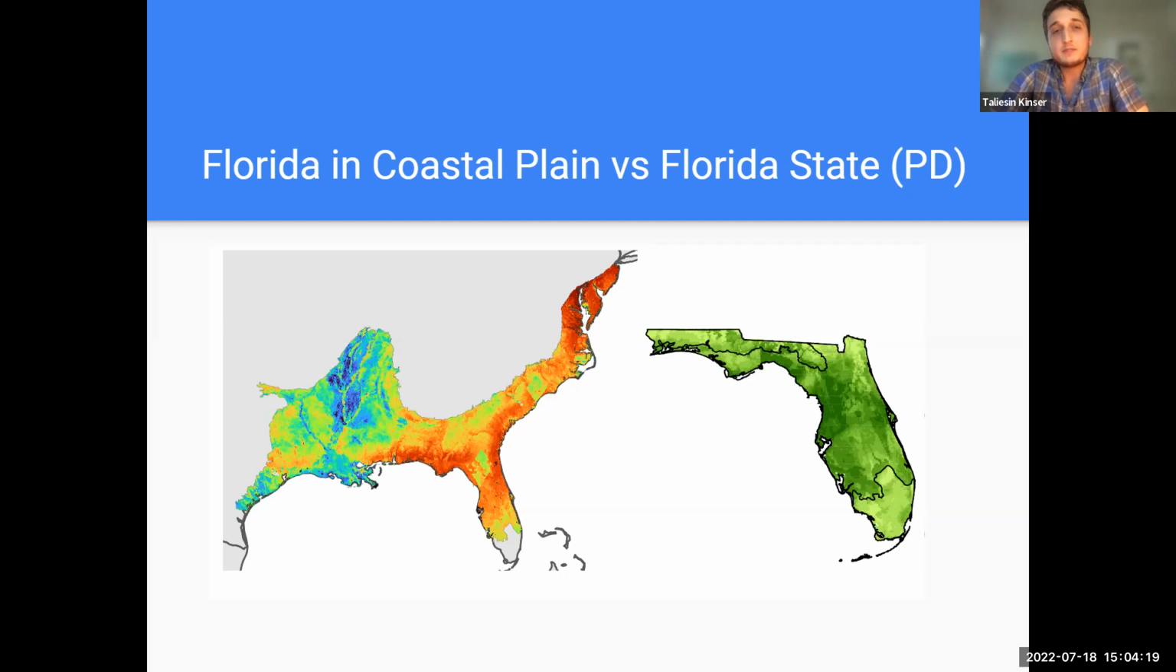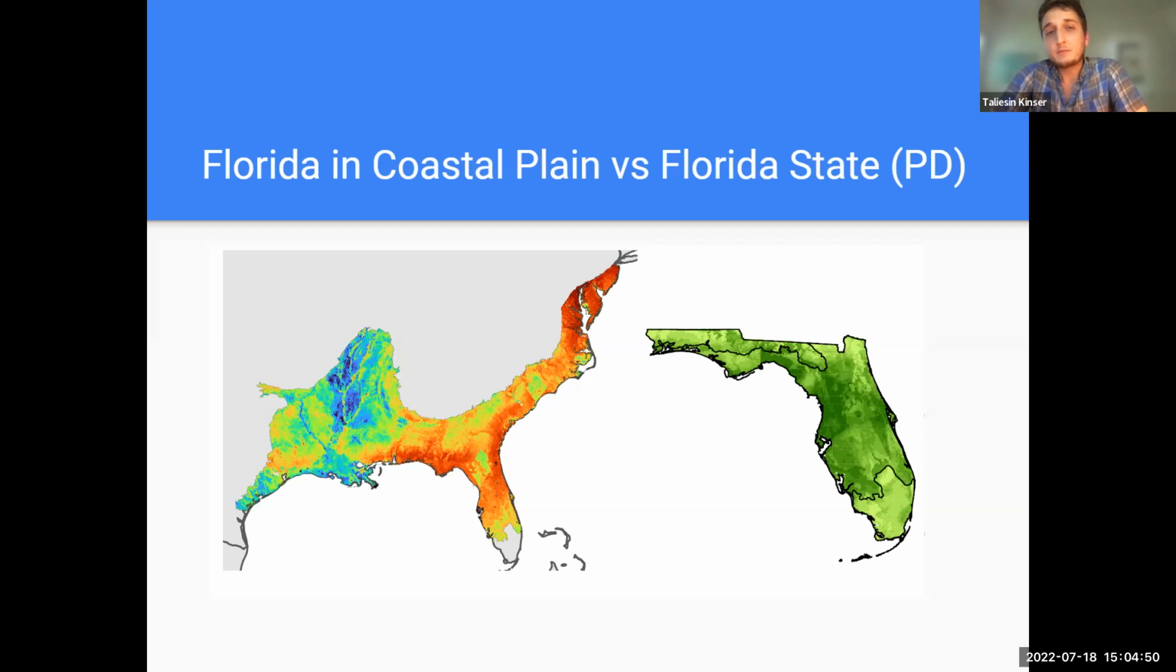But there are some differences too, especially up in the Panhandle, and some of that might have to do with the fact that there are different branches represented within this other phylogeny. Some of it might have to do with there being more signal when you're looking at the Florida state, that you might not be able to see as much of when you're considering all these species that are also within that coastal plain.